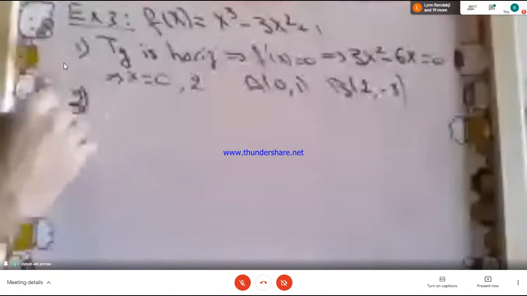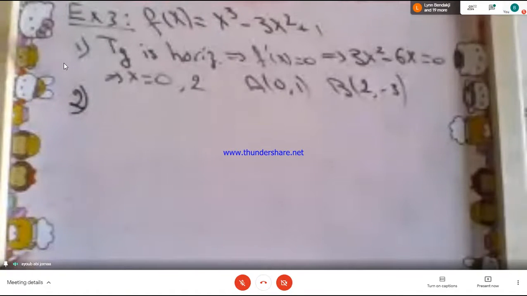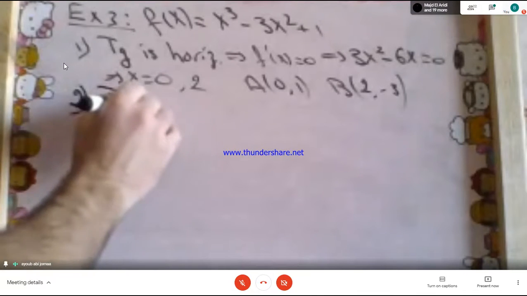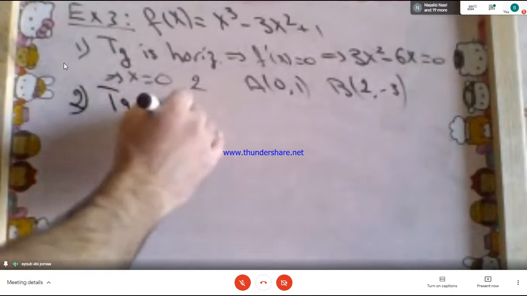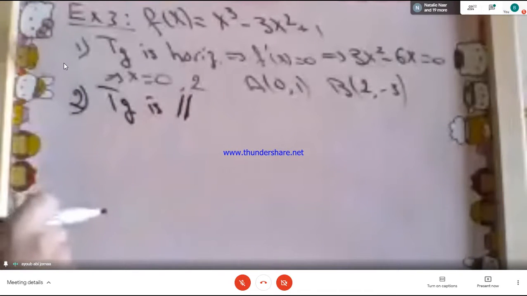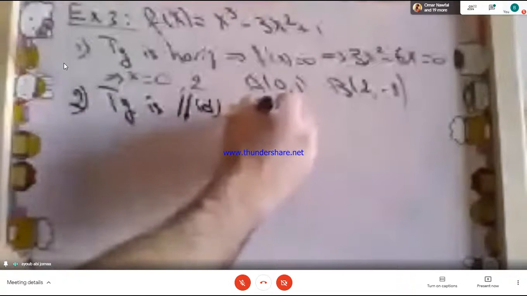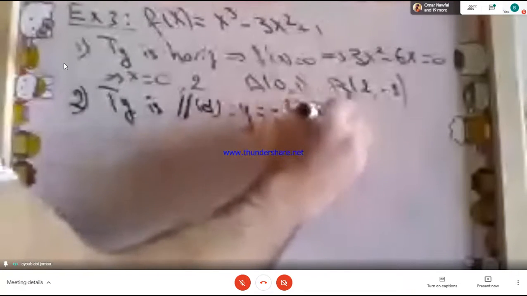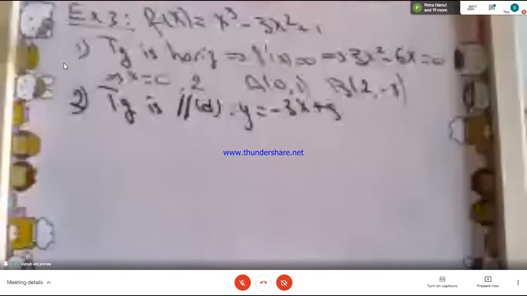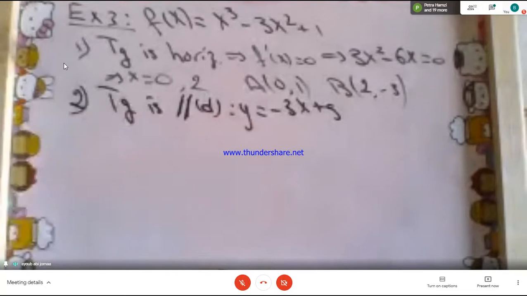Still find points in which the tangent line is parallel. The tangent is parallel to line D of equation y equals negative 3x plus 5. Good. The tangent line is parallel to this line.